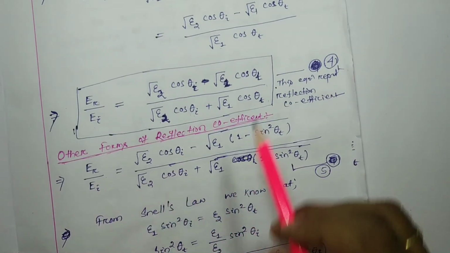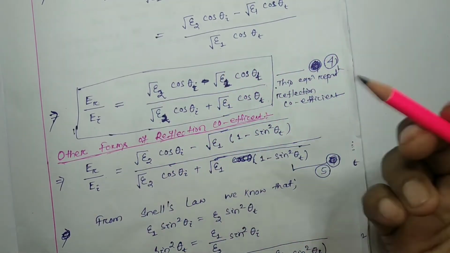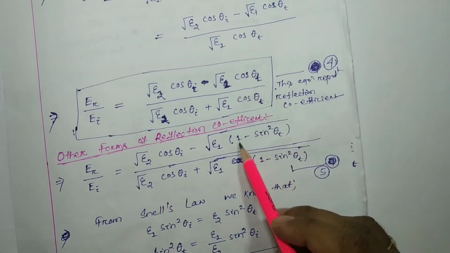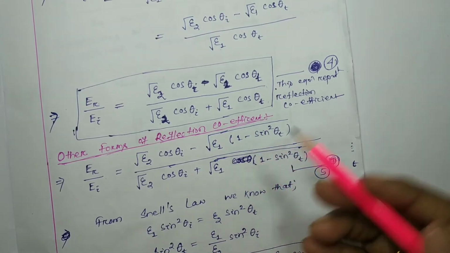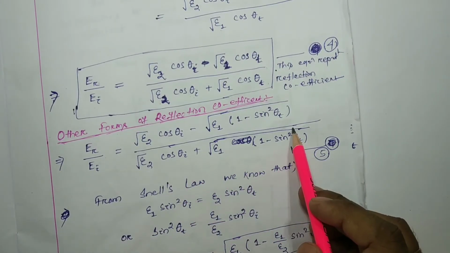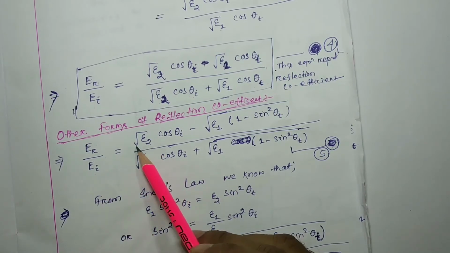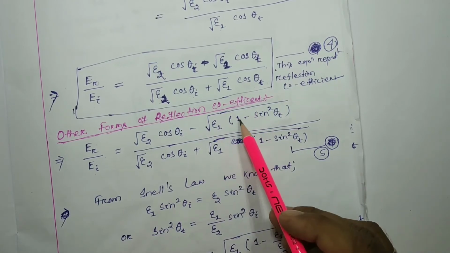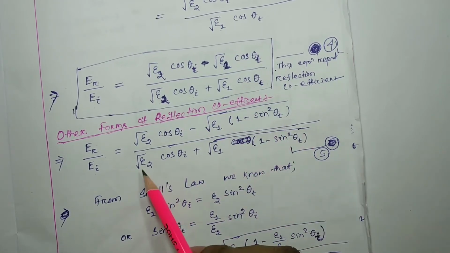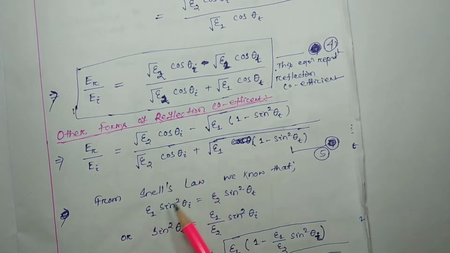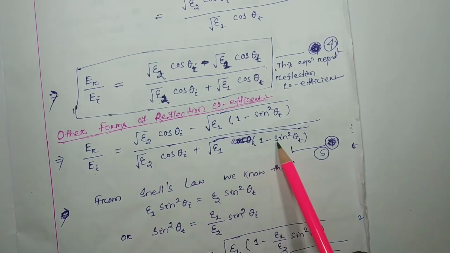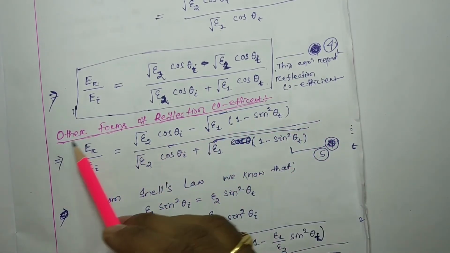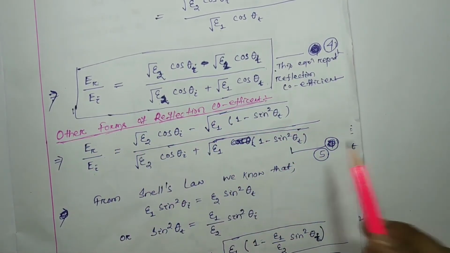And this expression can be written in other forms. If we substitute cos theta t as root of 1 minus sin square theta t, then it will be modified to this form. ER by EI equals (root epsilon 2 cos theta I minus root of epsilon 1 into 1 minus sin square theta t) whole divided by (root epsilon 2 cos theta I plus root of epsilon 1 into 1 minus sin square theta t). This is also another form of the reflection coefficient. Here you just put a heading, and let this be your equation number 5.